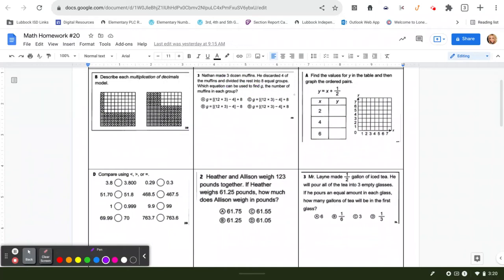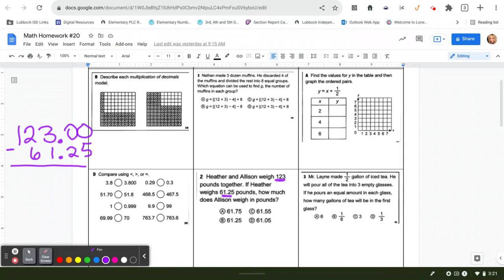Next, Heather and Allison weigh 123 pounds together. If Heather weighs 61 and 25/100ths pounds, how much does Allison weigh? This is a simple subtraction problem. We're going to do 123 minus, okay, here's where a bunch of us mess up. Remember, there's a phantom decimal floating behind every single whole number. We have to line these numbers up by the whole number. Look at that. Okay, put in your phantoms.